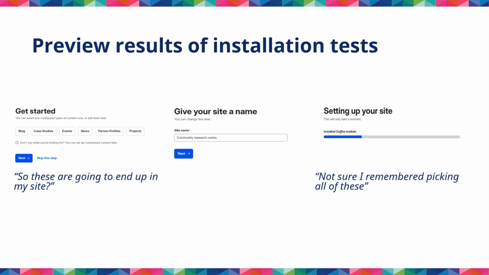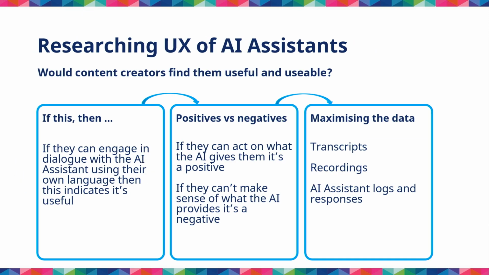When it came to the progress bar, though, taking that through, they were seeing a series of stages where it tells you everything that's been installed. And they were thinking, okay, coffee module. I don't remember picking coffee module. So it's a small thing, maybe we put that in there without the intention of it confusing people, but it's maybe something to think about. It needs to be clearer, aligned to that journey, because they are paying attention at that stage.